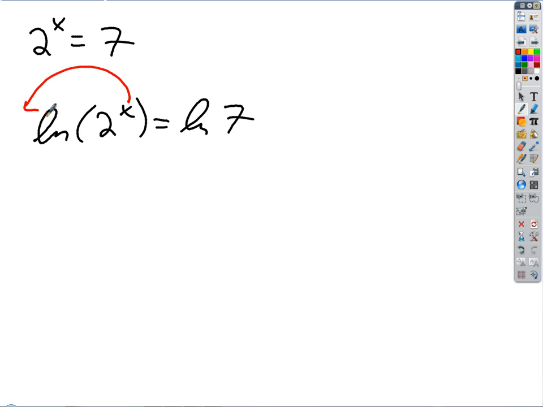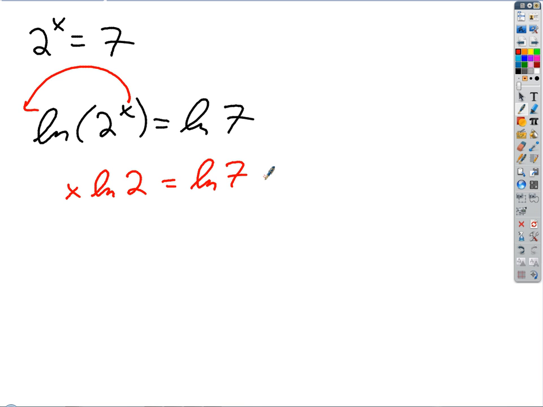I can put it out front, have it multiplied, so now it's no longer in the exponent, that variable. I can rewrite this as x times natural log of 2 equals natural log of 7. Natural log of 2 and natural log of 7 are just things I put in my calculator. So what's x equal to? How do I isolate x?